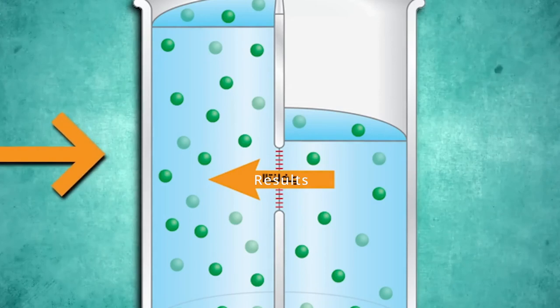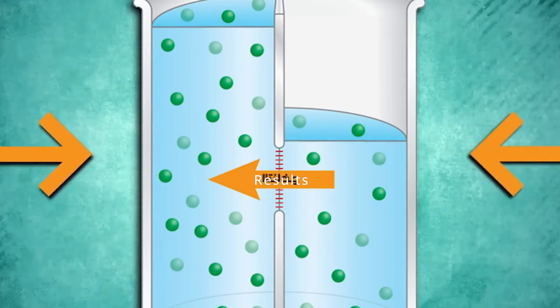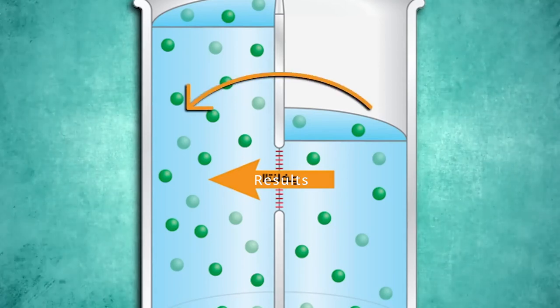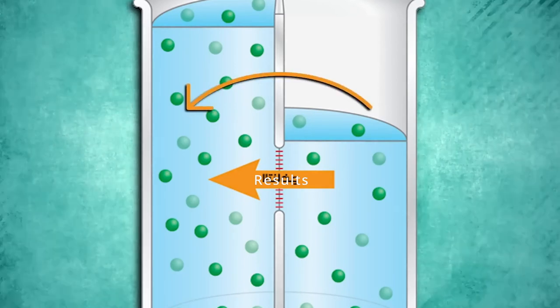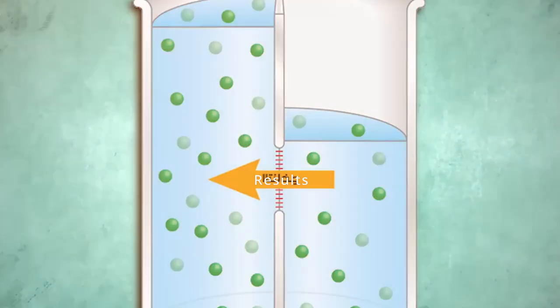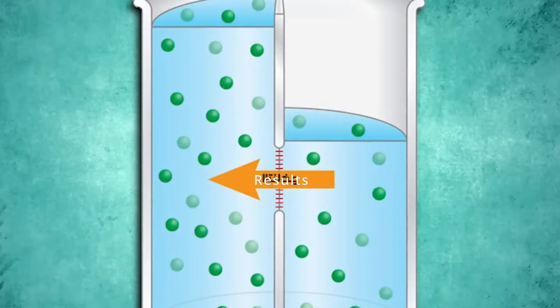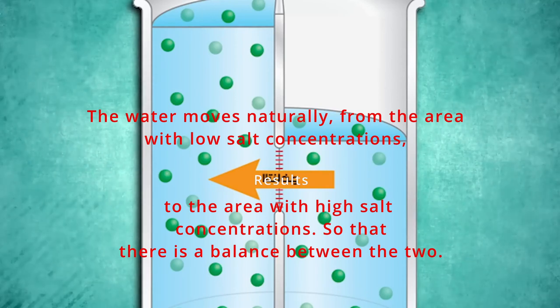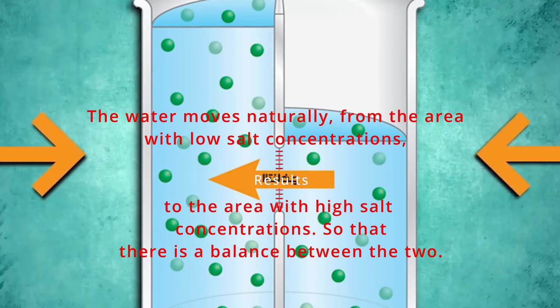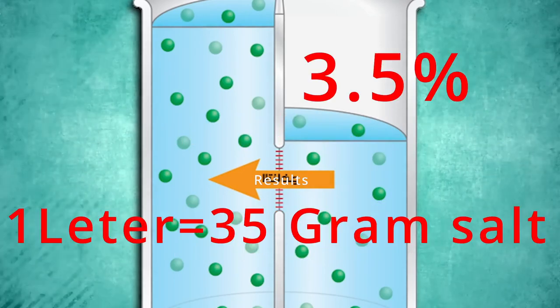What does this mean? For example, if we have a glass containing two volumes of water separated by a semi-permeable membrane, one part contains a small percentage of salt, and the other part contains a lot of salt. In this case, the water will start moving towards the area with higher salt concentration to balance the two quantities. This phenomenon occurs naturally without any outside interference.